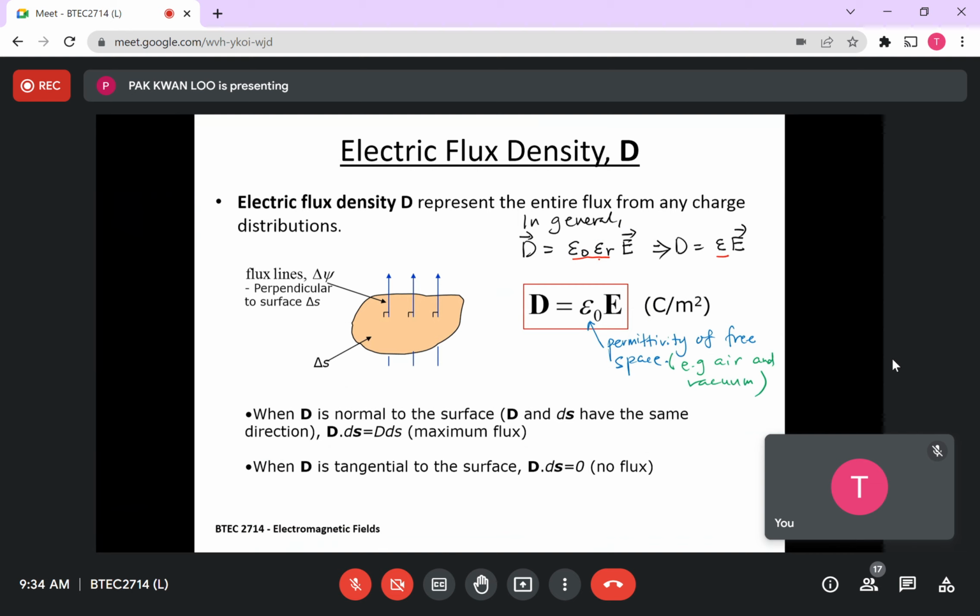It is always written as epsilon naught, the permittivity of free space, multiplied with the relative permittivity, epsilon r, which is called the relative permittivity of a medium. Epsilon naught is always fixed. However, for different media we have different relative permittivity.